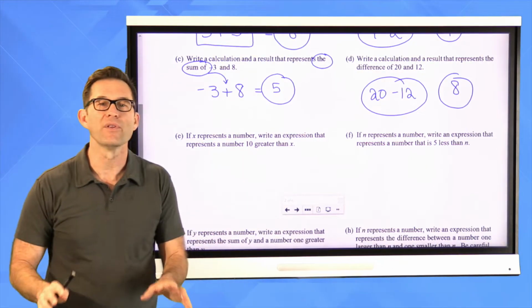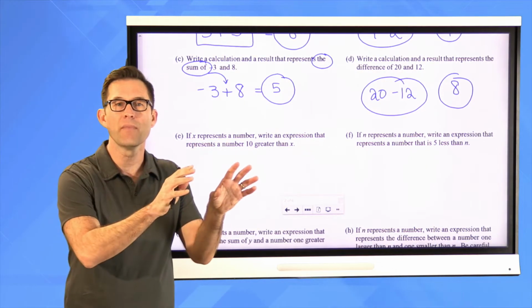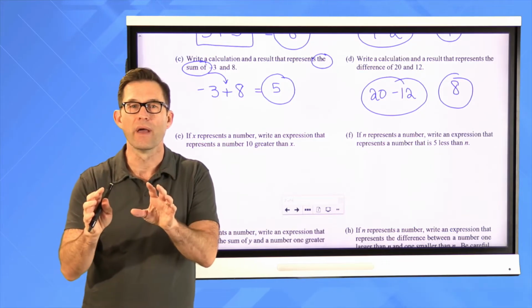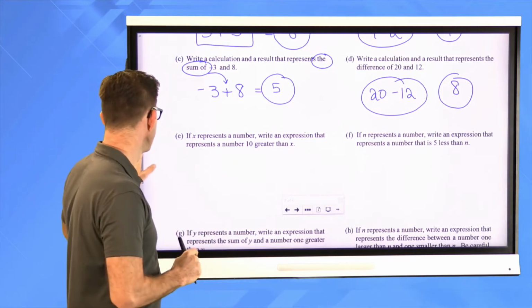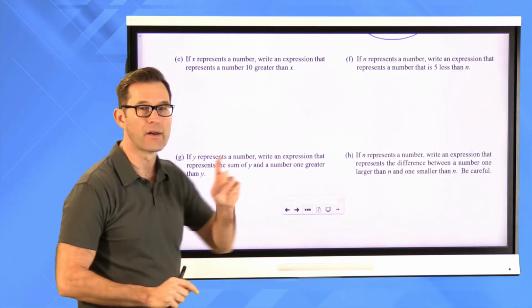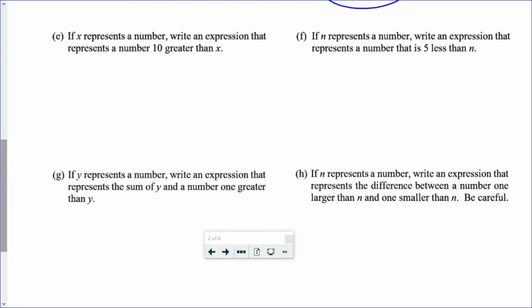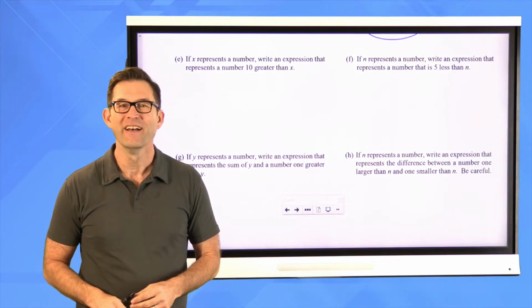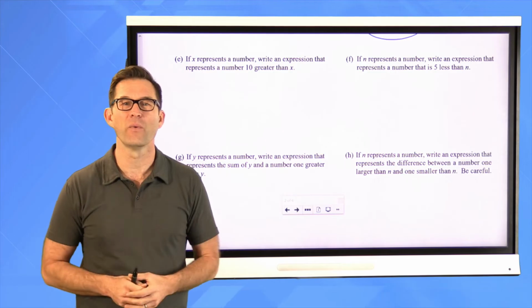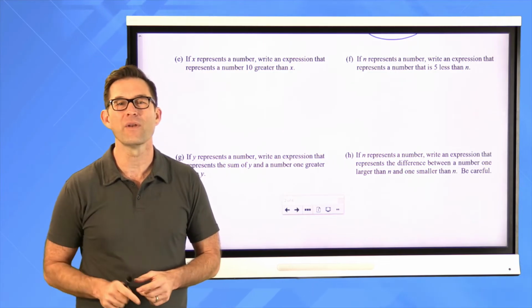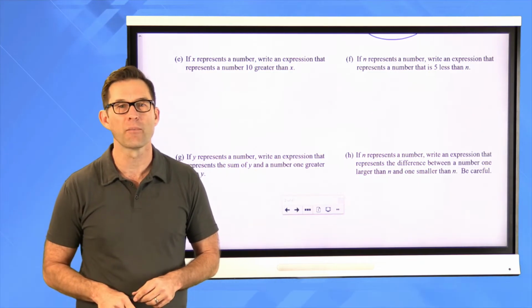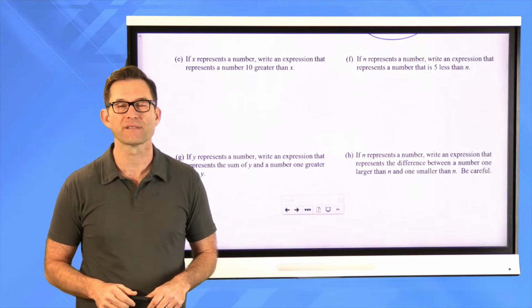Now we want to be able to go from the purely numerical to the algebraic, where we have variables involved. Let's take a look at letter E. If x represents a number, write an expression that represents a number 10 greater than x. Okay, so this is almost identical to what we did in A. Pause the video now and write down an expression for a number that is 10 greater than x.